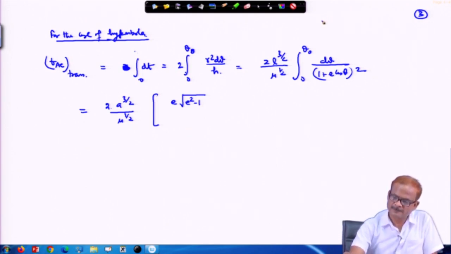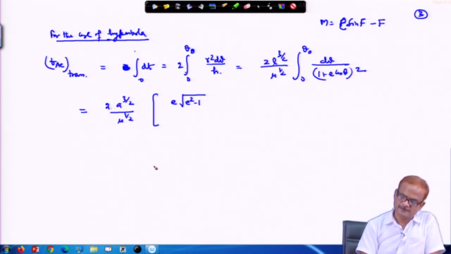For the hyperbola we have the Kepler's equation M equal to e sinh F minus F, this is what we have written. So, instead of capital E we have here capital F.